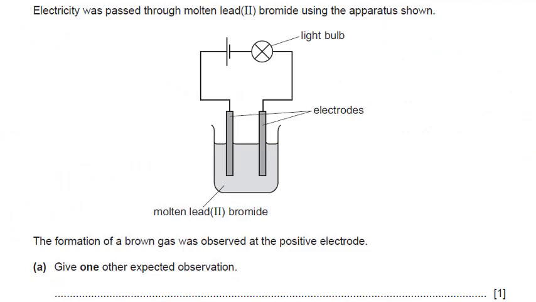And now let's jump to electrolysis by tackling this beautiful question. It says, electricity was passed through molten lead bromide using the apparatus shown. The formation of a brown gas was observed at the positive electrode. A. Give one other expected observation. As we see in the diagram, lead bromide is in a liquid state and there is no aqueous solution. So lead ions will be attracted to the cathode, and bromide ions will be attracted to the anode.